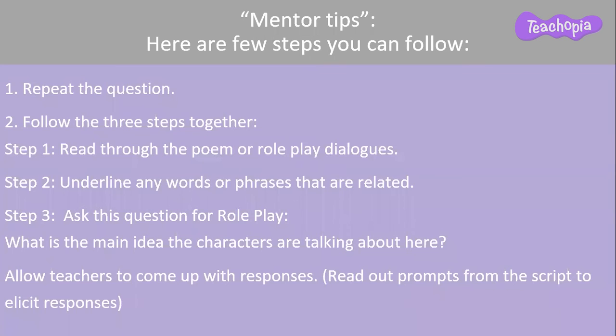Now, we have gone through the 3 steps. First, you repeat the question for them. Second, you follow the 3 steps together. Step 1 is you read through the poem or the role play dialogues. Step 2 is you underline any words or phrases that are related and repeated. And step 3 is you ask the question, in particular for the role play.